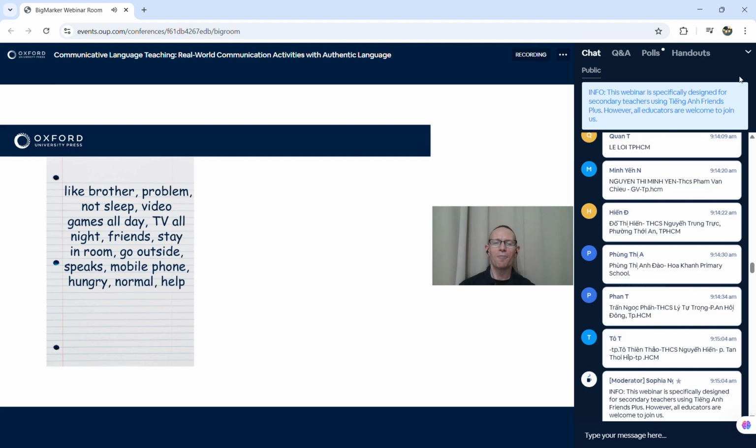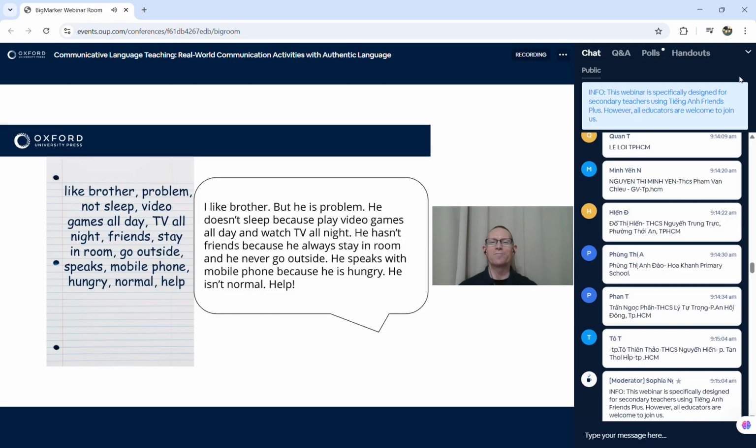Okay. How might that look when the students do it? Well, here is my example student. She says, I like brother, but he has problem. He doesn't sleep because play video games all day and watch TV all night. He hasn't friends because he always stay in room and he never go outside. He speaks with mobile phone because he is hungry. He isn't normal. Help!